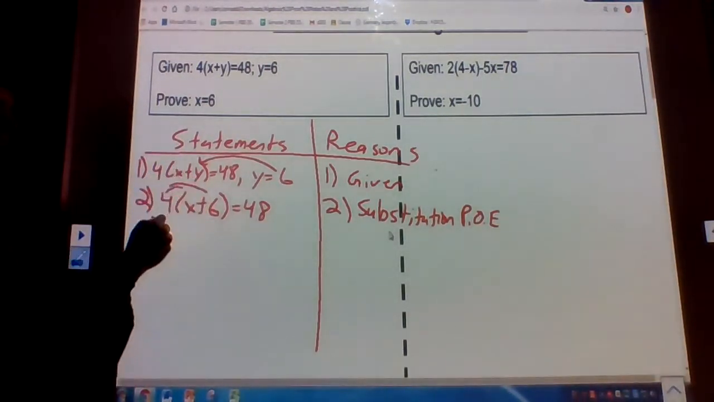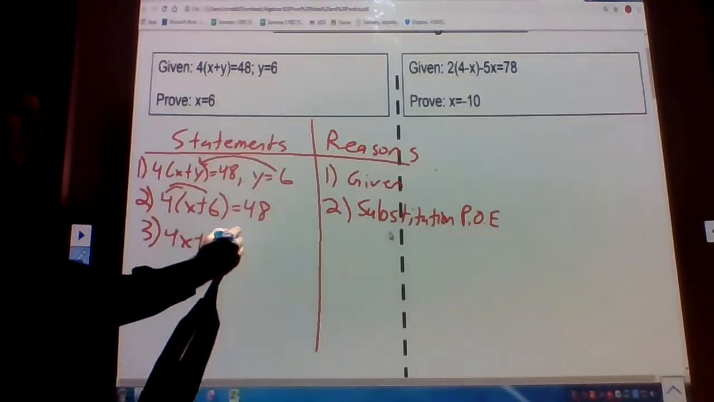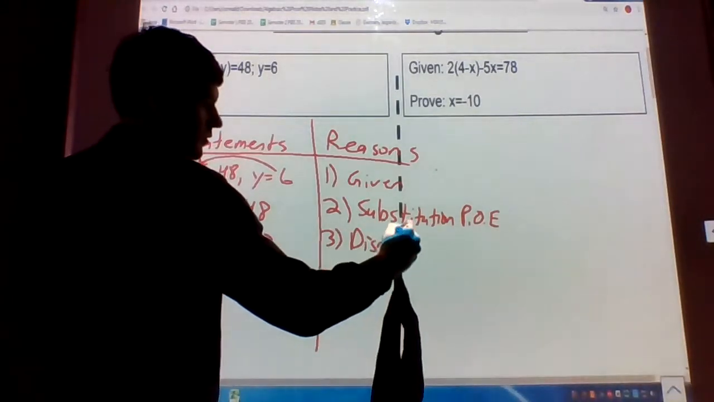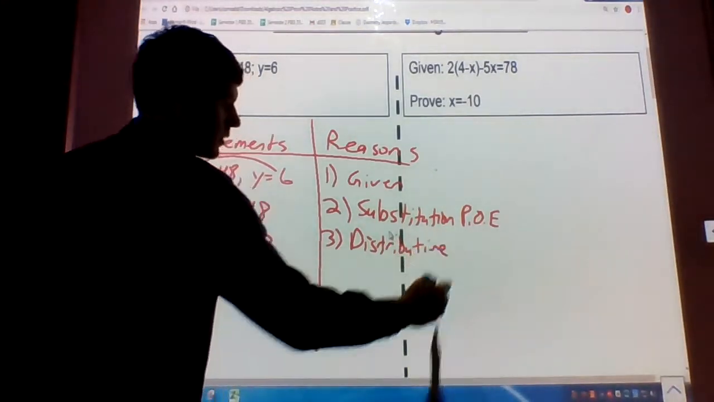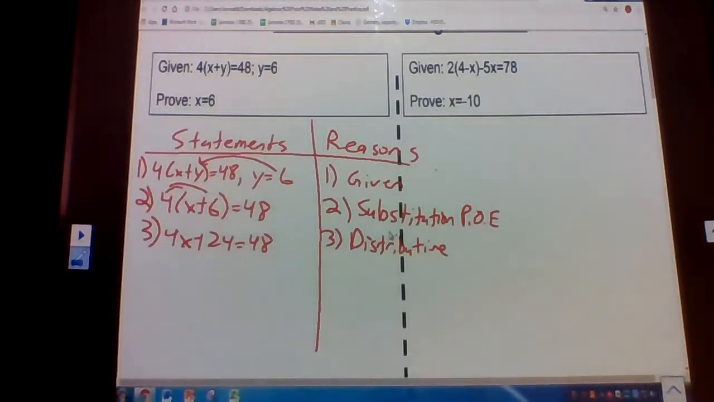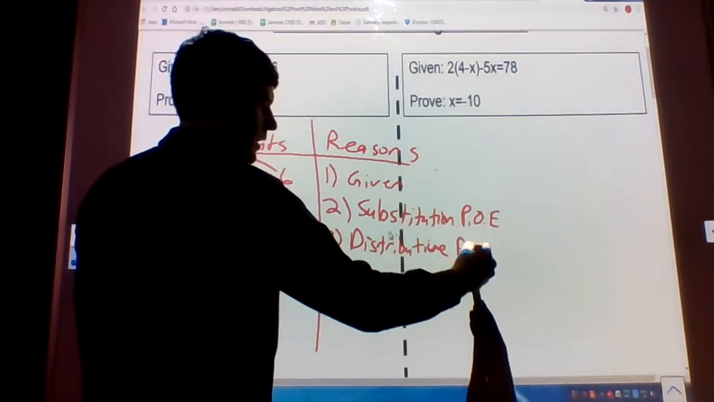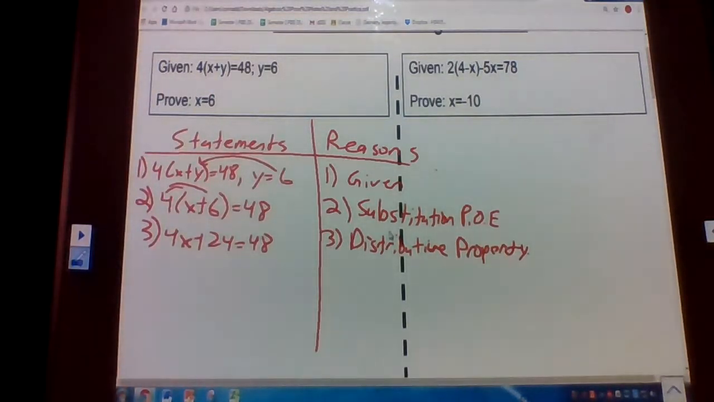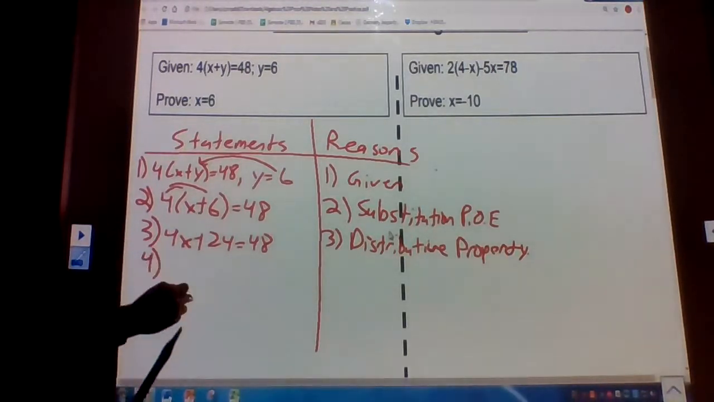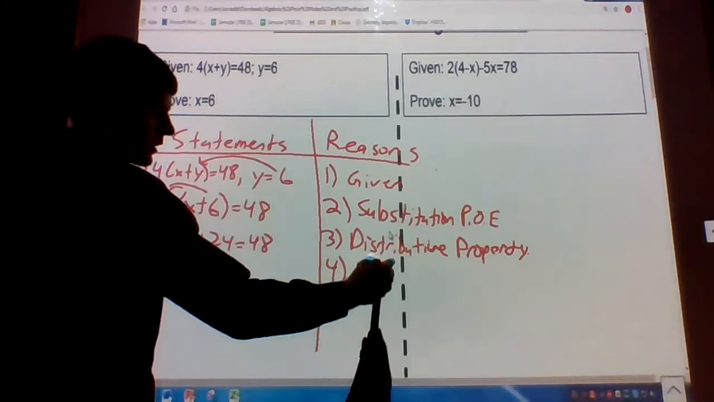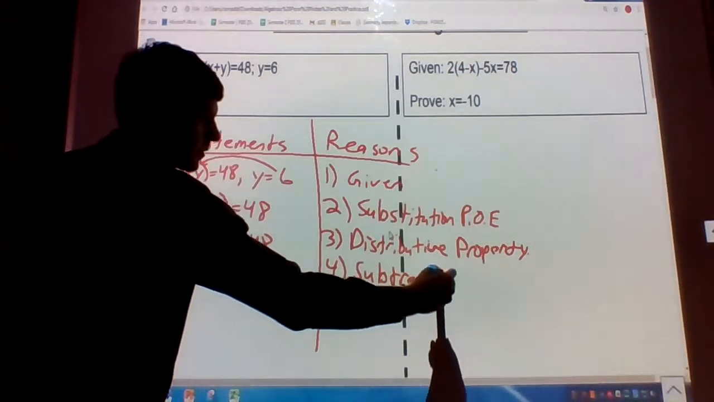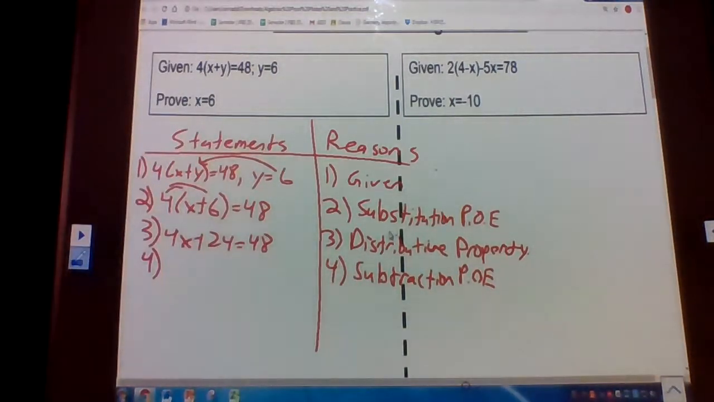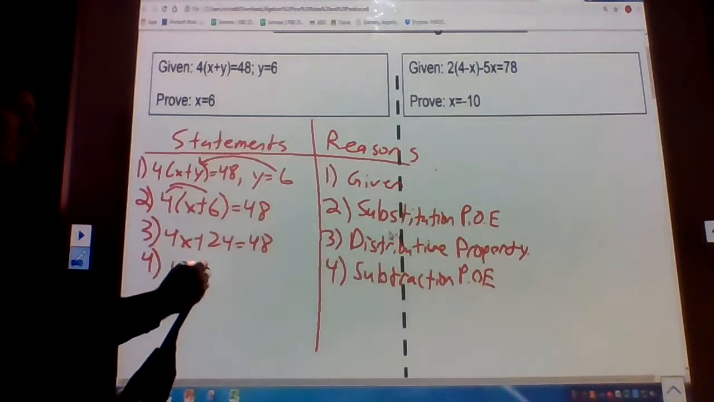So when we distribute our 4, we get 4x plus 24 equals 48. Okay, and that is our distributive property. Then we need to subtract 24 from both sides. Okay, so this is going to be subtraction property of equality. So we subtract 24 from both sides, and we get 4x equals 24.